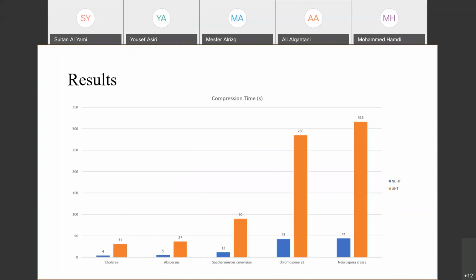Since there are only two specialized compressors in this comparison, the non-greedy Huffman Tree and the unbalanced Huffman Tree, and both were developed using the same language, Python, we compared their speed against each other. So when comparing the compression time to our previous tool, the unbalanced Huffman Tree, the non-greedy implementation reaches up to 7 times faster than the unbalanced Huffman Tree implementation.